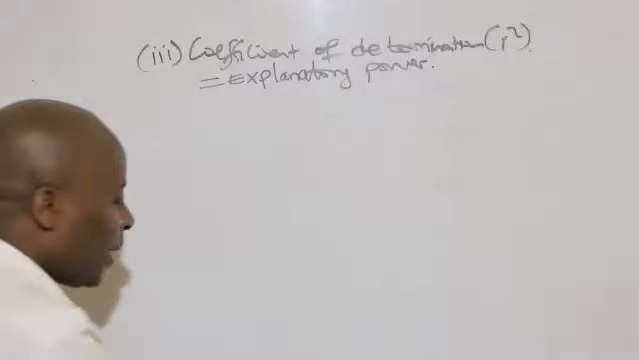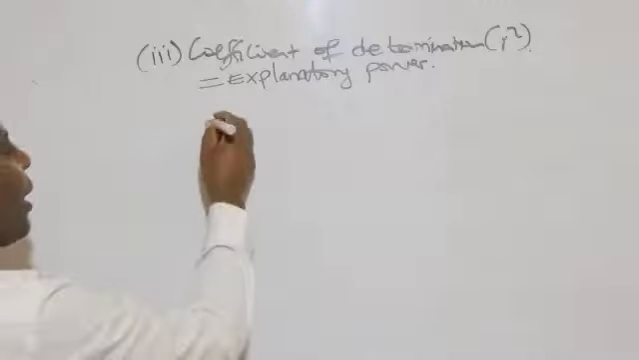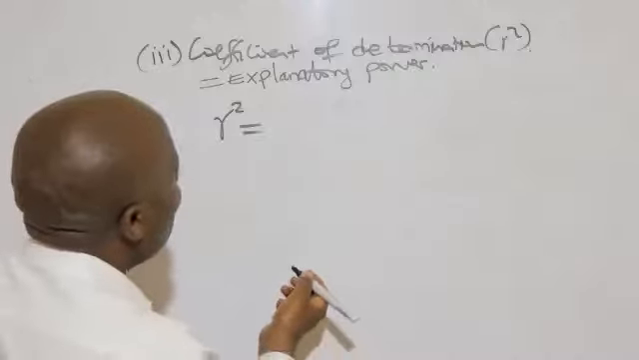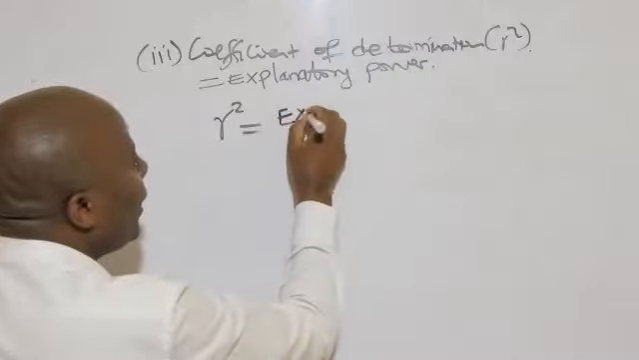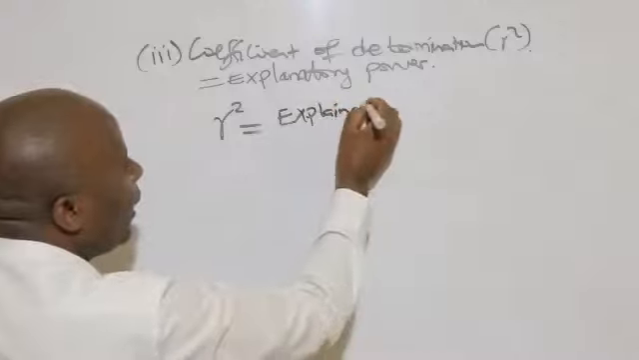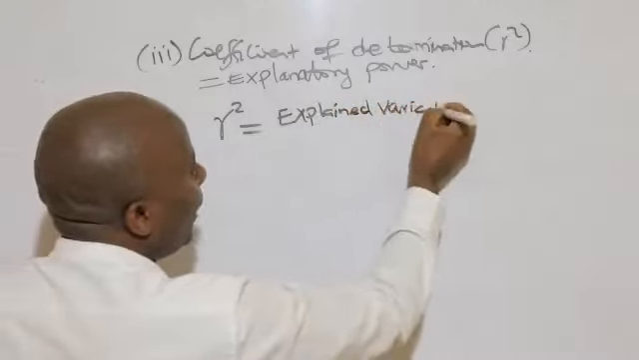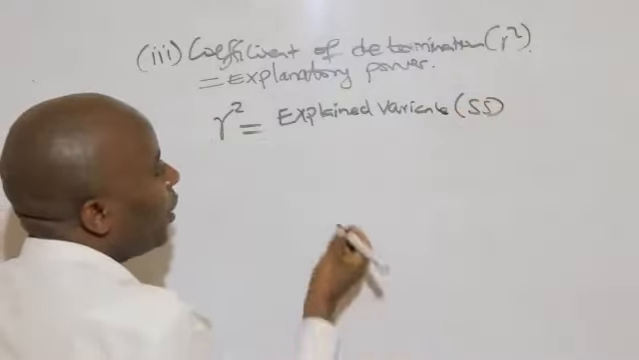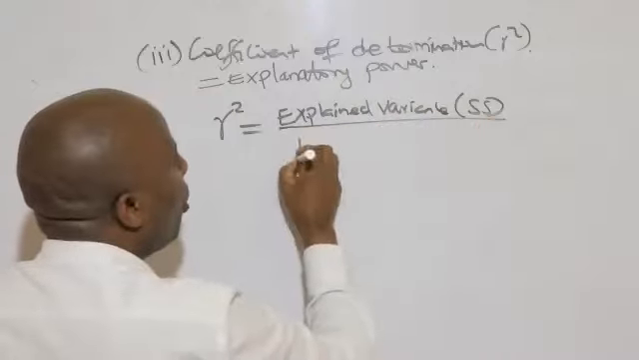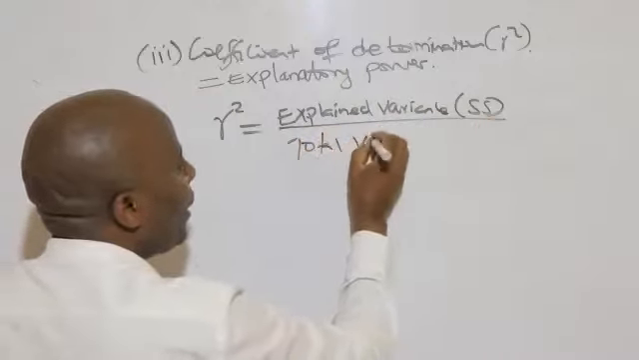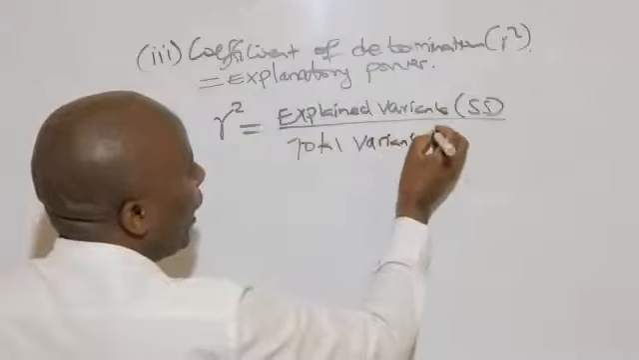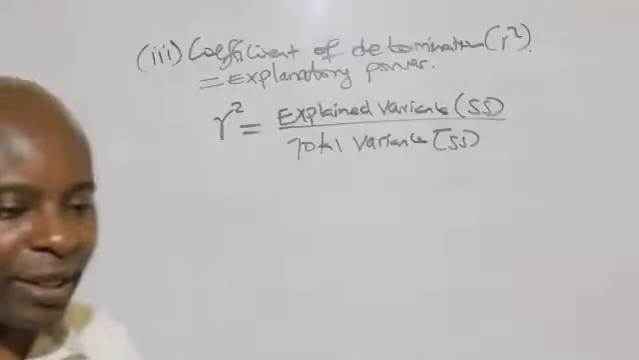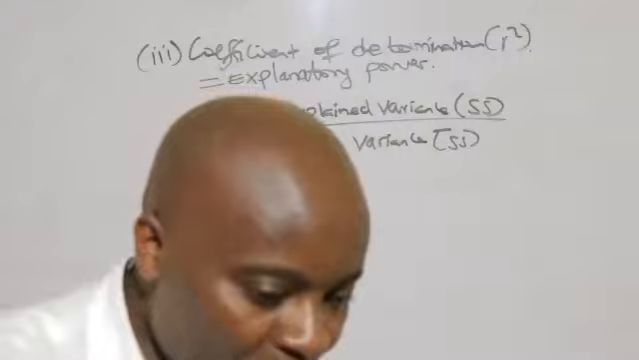Listen to me very well. To get this explanatory power, R squared, I realize many students here are using different equations, but generally to get R squared, we normally take the explained variance in the form of sum of squares, all over the total variance. Again, this total variance must come in the form of sum of squares.